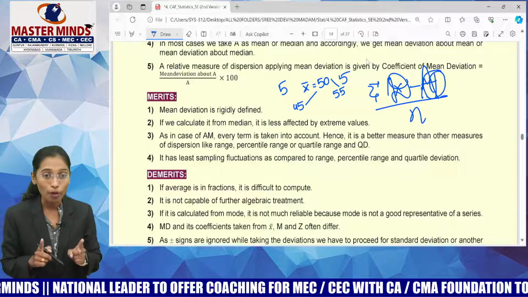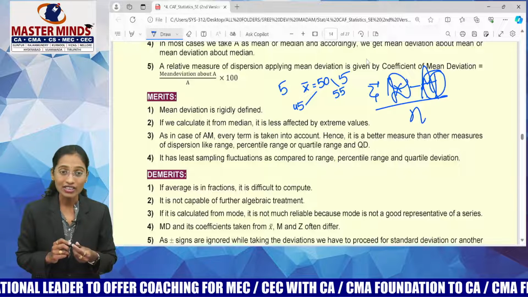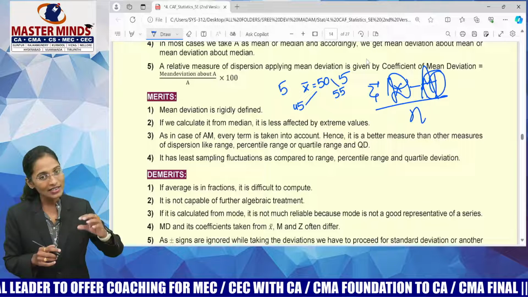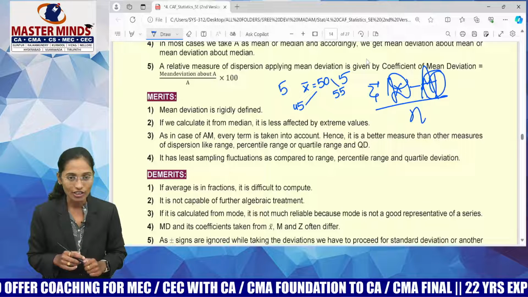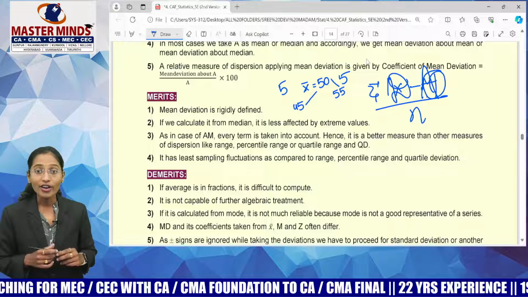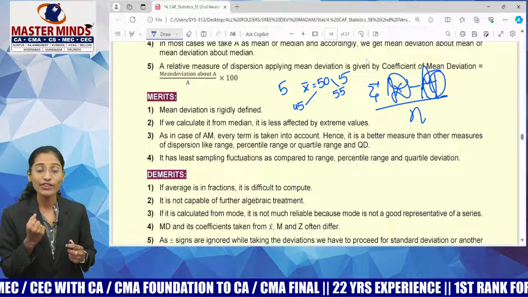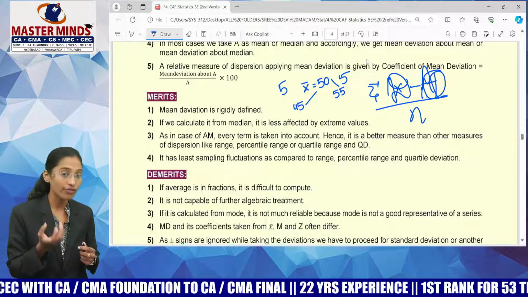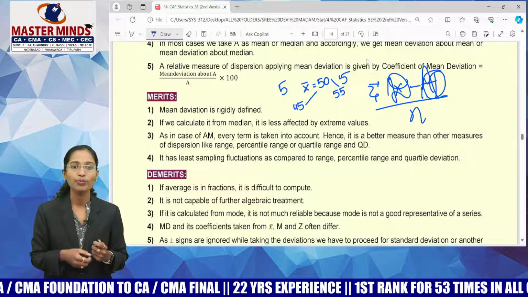Means there is a problem. So it's not that accurate, but it is accurate, or it is a better one compared to range and quartile deviation. And one more thing, if you want to reduce the effect of extreme observations, it is better to take mean deviation from median, because median is least affected by extreme observations, no?